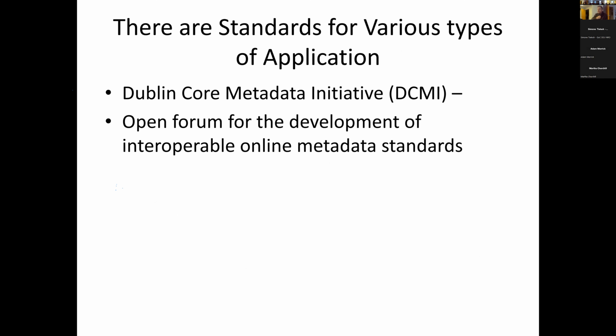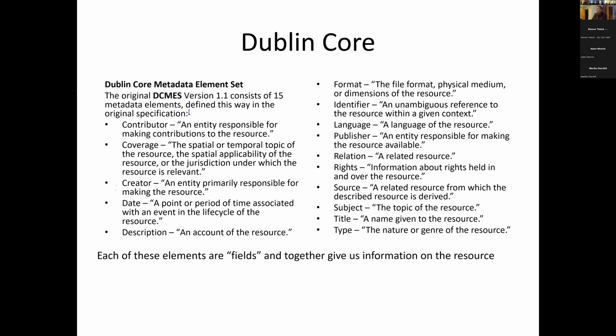There are standards for various types of application. I'd already mentioned the Dublin Core Metadata Initiative, and there's various open fora for the development of interoperable online standards for metadata. XML is a classic one, although XML is getting antiquated these days. This is an example of the Dublin Core. You can see it's got things such as the fields would be things such as contributor, coverage, creator, date, description. You can see that there's the rights in the second column, and so forth.